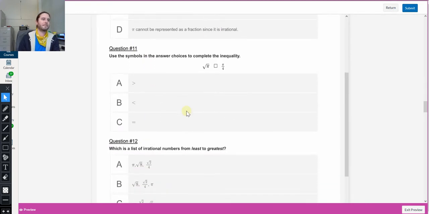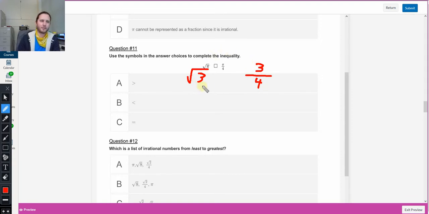For number 11, we have the square root of pi versus pi over 4. So this one you kind of have to think. Square root of pi, that's about the square root of 3, more or less, kind of. That's the closest thing that we can think of. Versus over here, we have pi over 4. Well, that's basically 3 over 4, about, roughly.